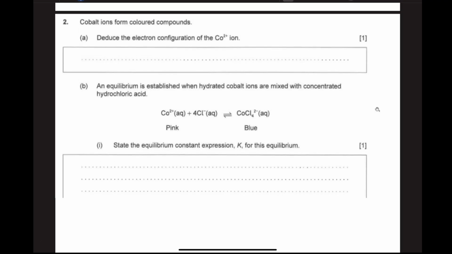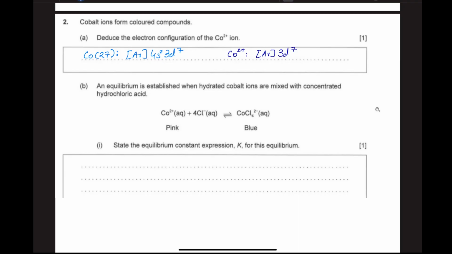Cobalt ions form colored compounds. So first you have to deduce the electronic configuration of cobalt 2+. The cobalt atomic number is 27. The electronic configuration will be [Ar] 4s2 3d7. Now for Co2+, we'll remove electrons from the outer shell first. So first, the two 4s electrons will be removed, and the electronic configuration of cobalt 2+ will be [Ar] 3d7. That's it.